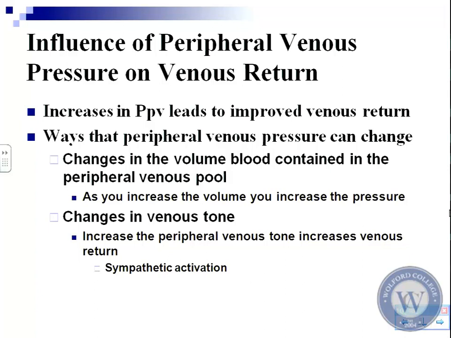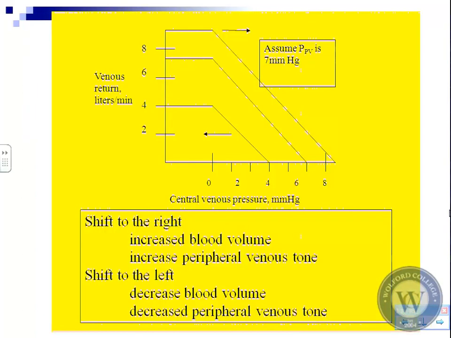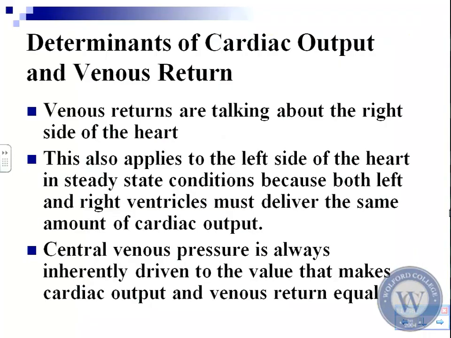The other thing that can also change is venous tone. Increases in peripheral venous tone increase venous return, and that means sympathetic activation, although that's a very small minority. So what are the things that actually shift the curve to the right? The answer is increases in blood volume, which is what we all expect, but also increases in peripheral venous tone. Shift to the left will be a decrease in blood volume, and decreased peripheral venous tone will basically decrease your actual venous return.